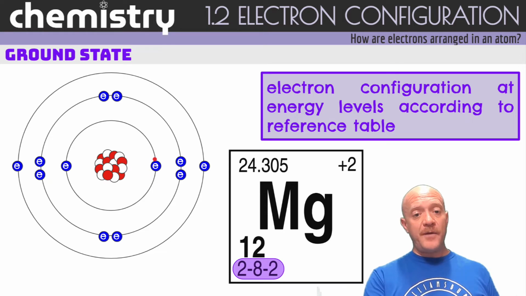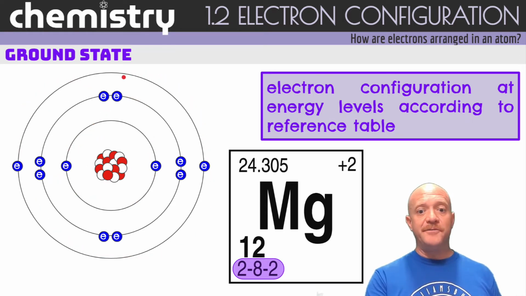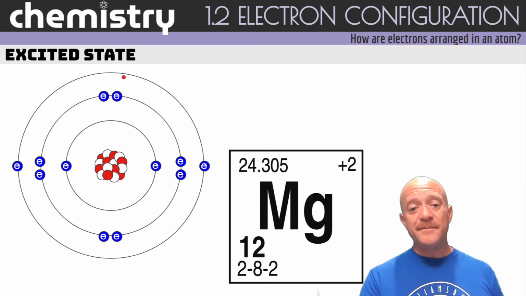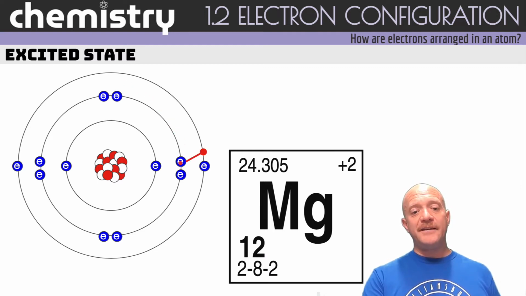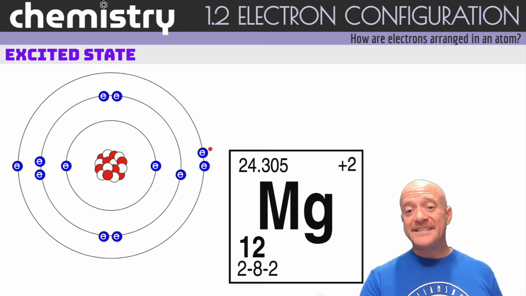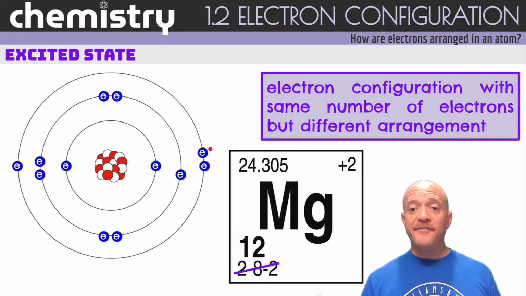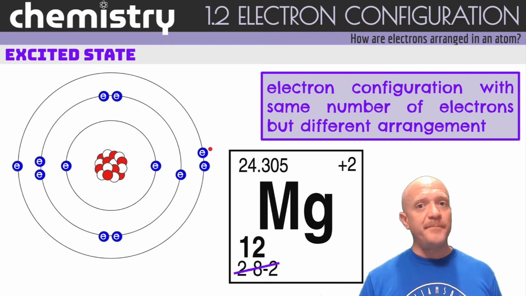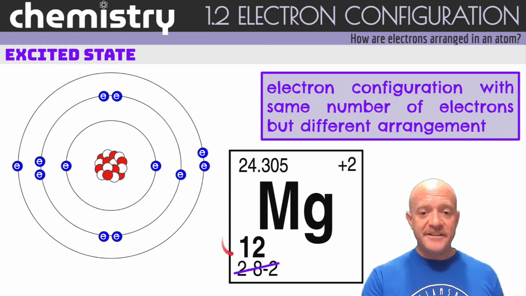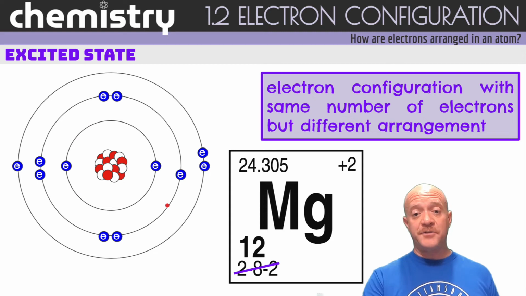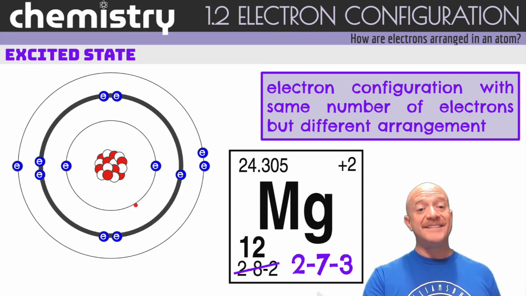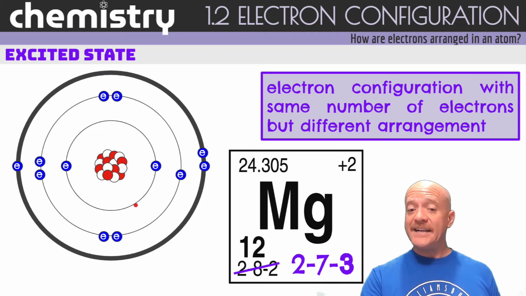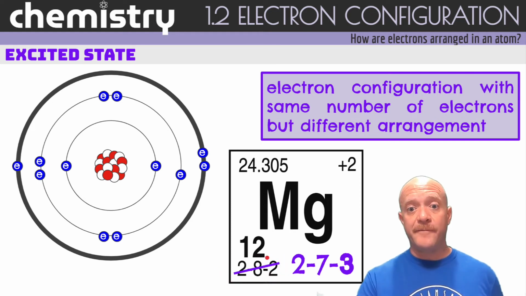In this magnesium atom, you have 2, 8, and then 2. Now, in excited state, sometimes some of these electrons get a little bit of energy and they boost out to an outer level. And that can happen, and that is called the excited state. And the excited state is when the electron configuration has the same number of electrons but a different arrangement. So instead of having this 2-8-2 arrangement that I showed you before, you now have 2-7-3. So this is the excited state because we still have 12 electrons. They're just organized in a different configuration than you would see on the periodic table.